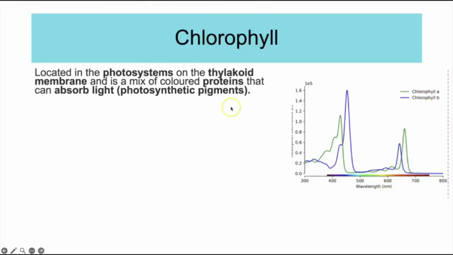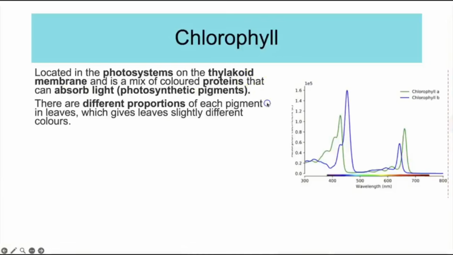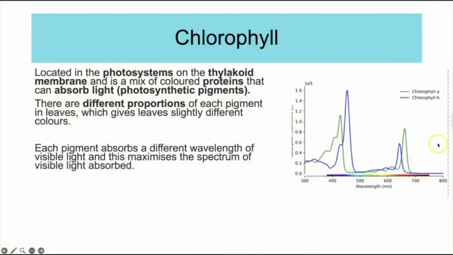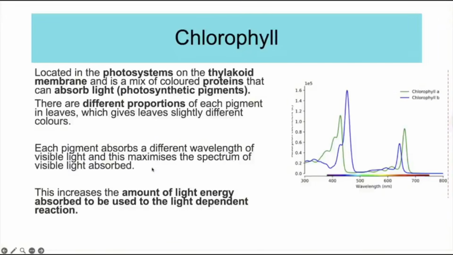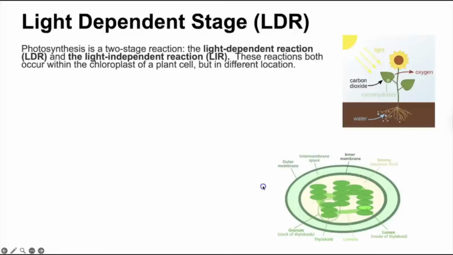Now, chlorophyll is actually made up of many photosynthetic pigments, and these are in those proteins embedded within the thylakoid membrane. And the advantage of there being multiple photosynthetic pigments is each of those pigments absorbs light at a different wavelength. And that then means there's a bigger spectrum of visible light that is able to be absorbed by the plant. And if a bigger spectrum of wavelengths can be absorbed, that means overall more light energy is absorbed. And if more light energy is absorbed, then there's more energy for the light-dependent reactions.